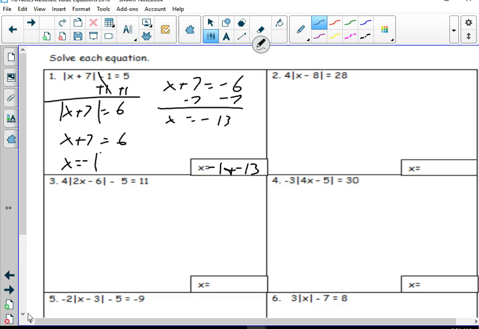Okay, is my absolute value number 2 alone? No, it's not. What's attached to it? How's the 4 attached? Multiplication. How do you undo multiplication? Division. Do you see these questions I'm asking you? These are the questions you should be asking yourself every time in your own head. This is how you know what to do. It's like a checklist. What do I need to have alone?